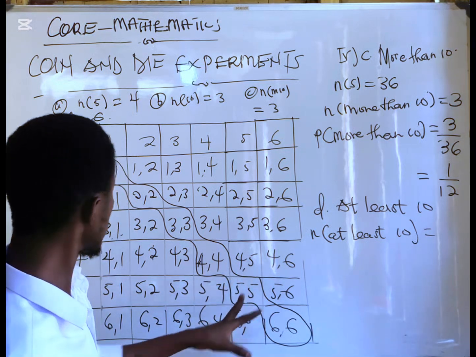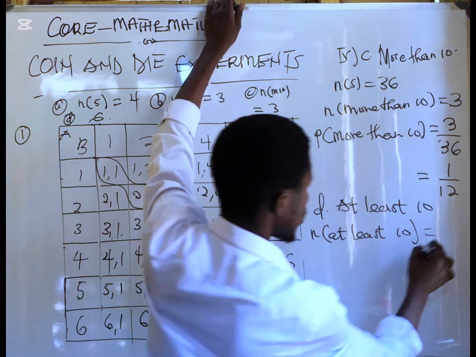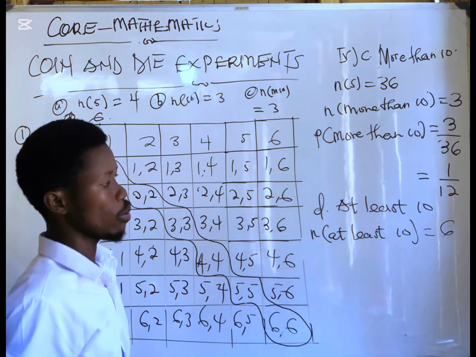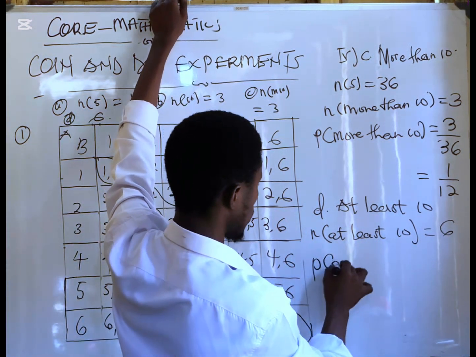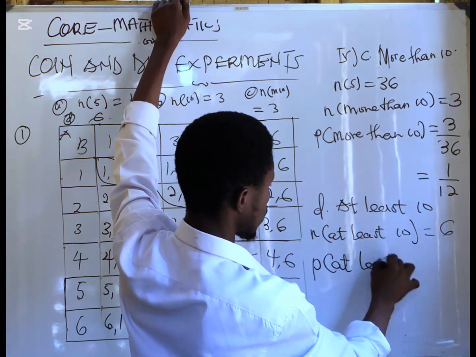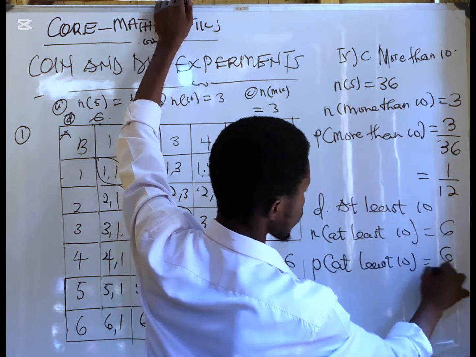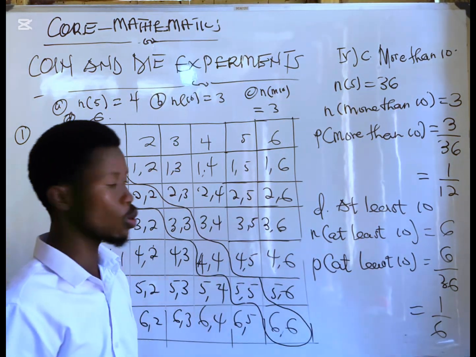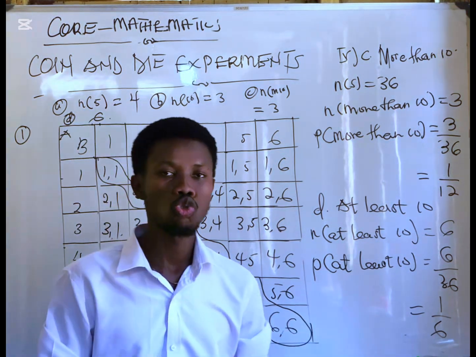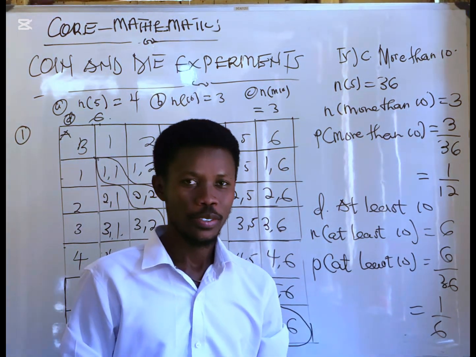So if you combine those, that will give us 6 of them. So at least 10 will give us 6. So if you want to get the probability of obtaining at least 10, it is going to give us 6 over 36. That's 1 over 6. Okay. So these are the two answers to the question.